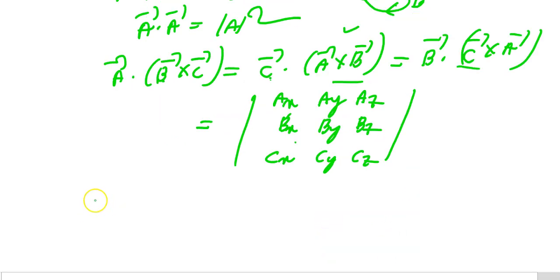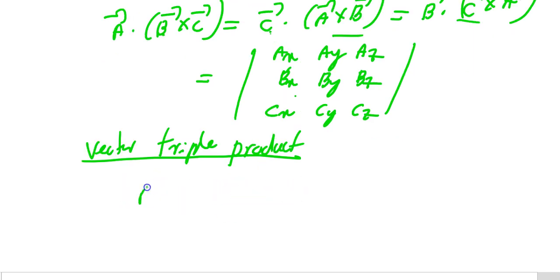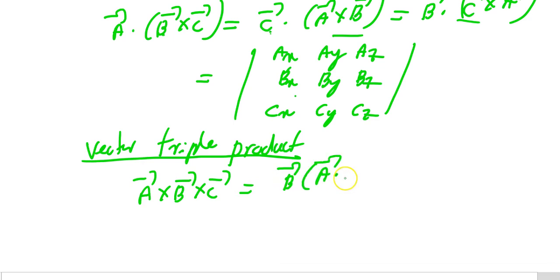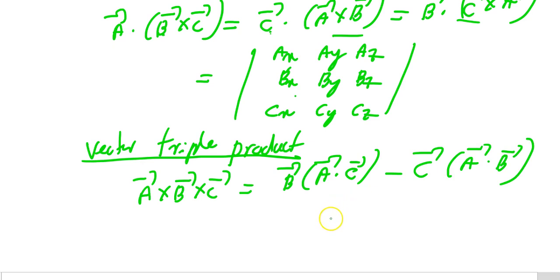Then the vector triple product, that is A cross (B cross C), which is decomposed as B into (A dot C) minus C into (A dot B). That's all. We call it the BAC minus CAB rule.